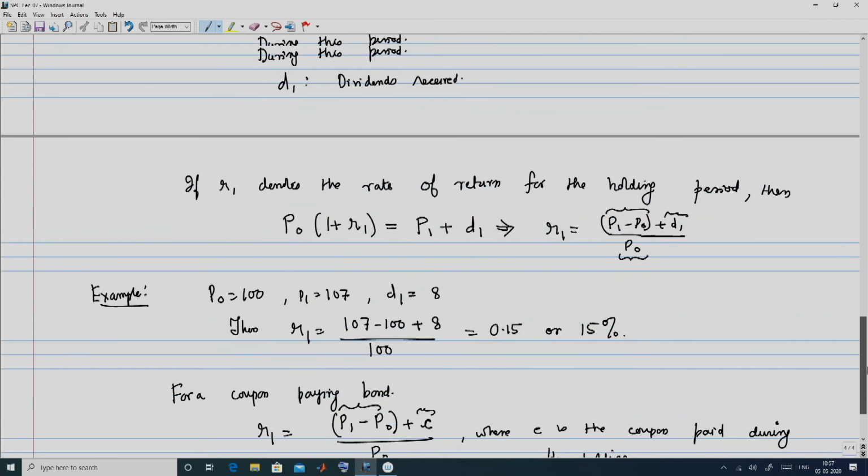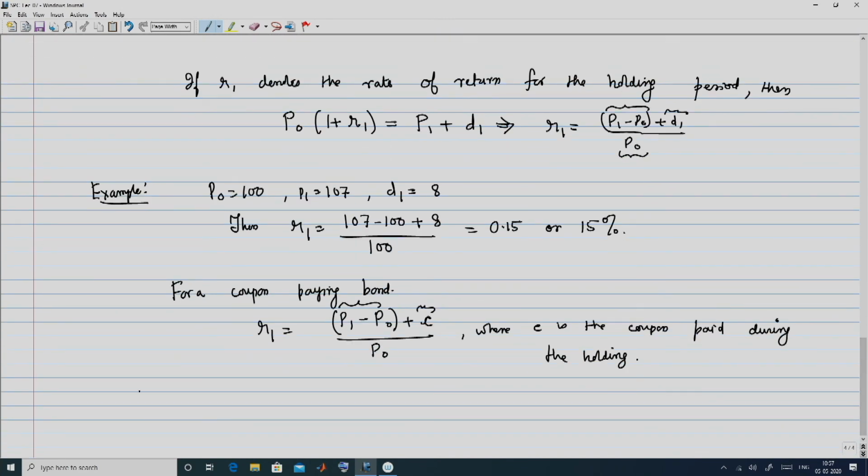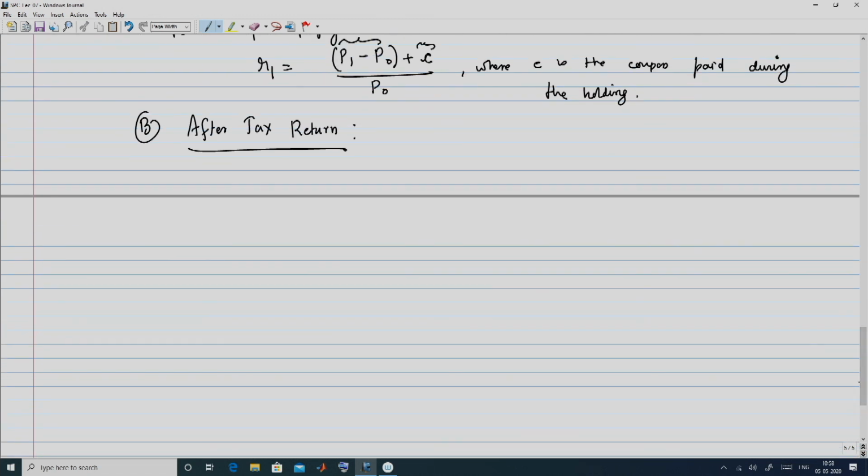Okay, so now the next thing that we will look at is what is known as the after tax return. So, we will now generalize the definition of returns for the holding period to include tax liabilities that arise. So, for the after tax return, I will introduce two notations.